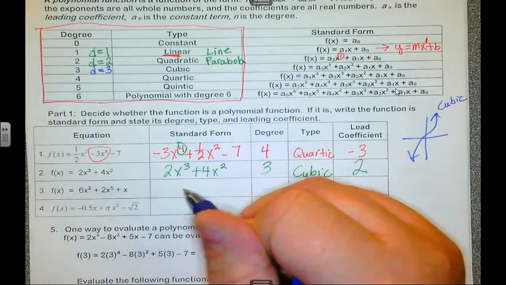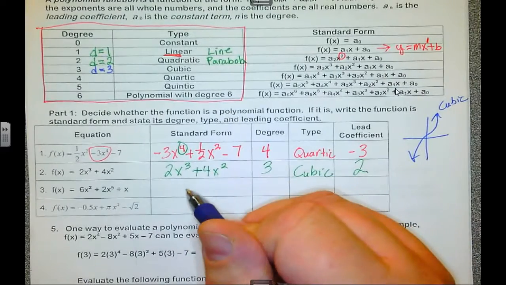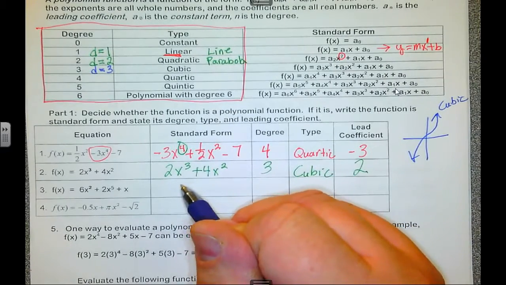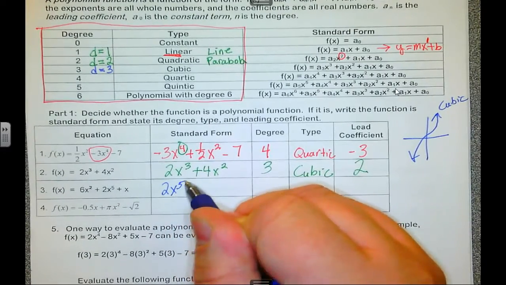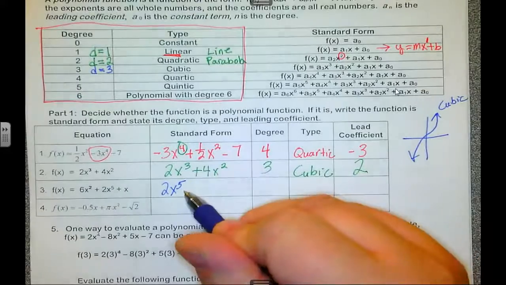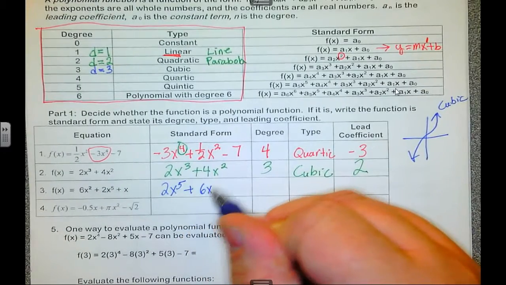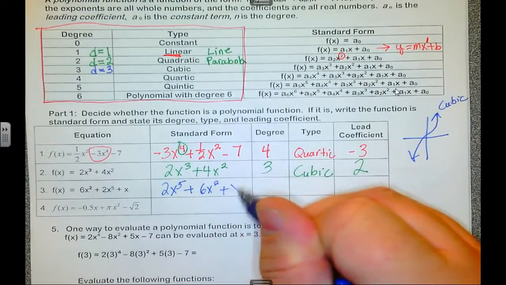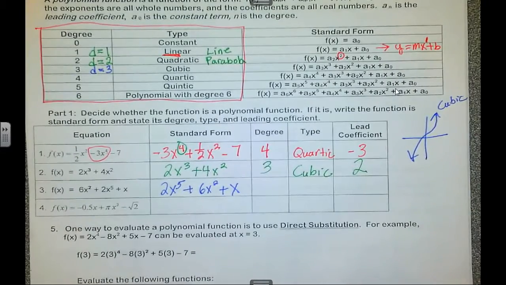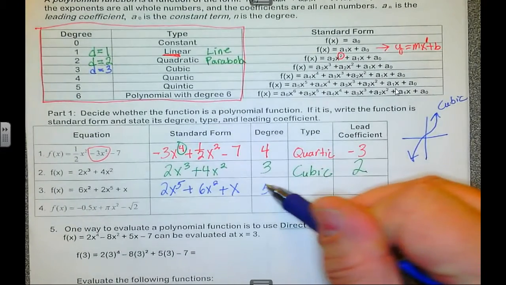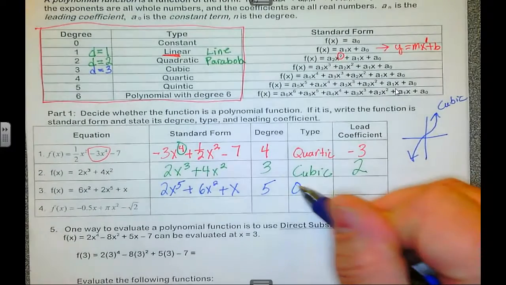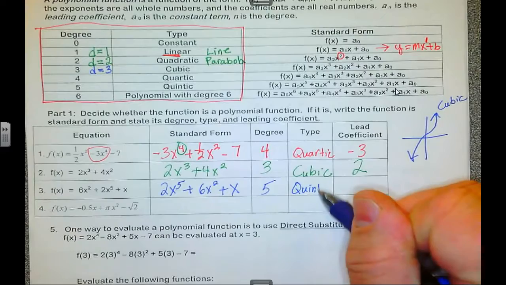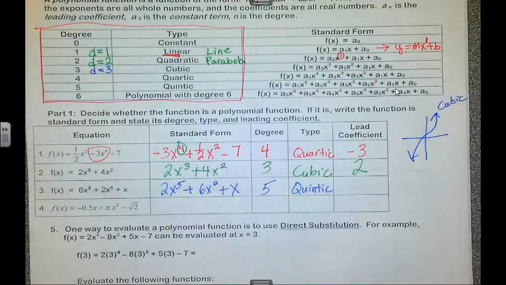Number 3. What's my first term? That's right, 2x to the 5th. My next one's going to be plus 6x squared plus x. It's degree 5. And it is a quintic. My leading coefficient, 2.